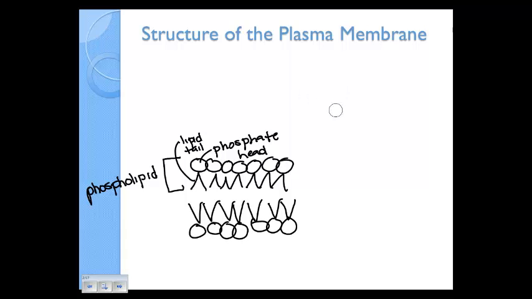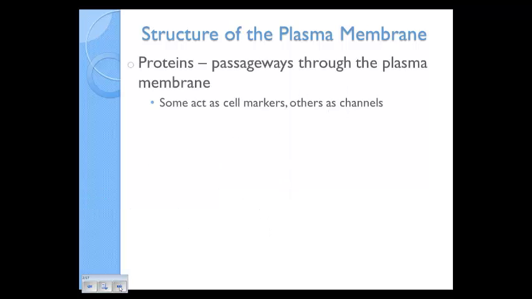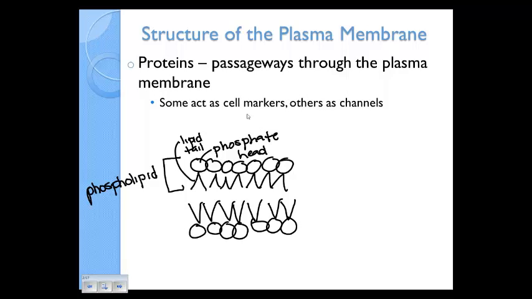The second part of the plasma membrane is proteins. Proteins can act as passageways through the plasma membrane. Some can also act as cell markers.